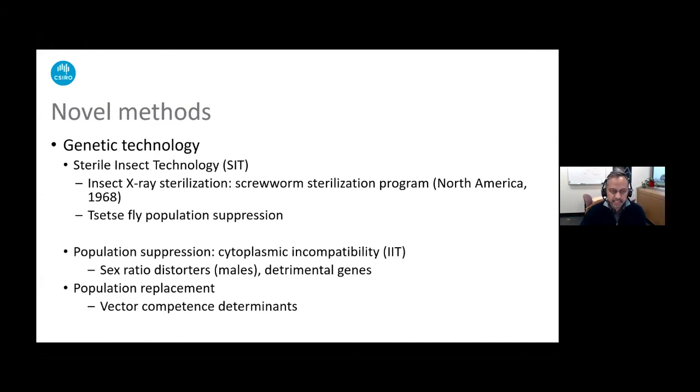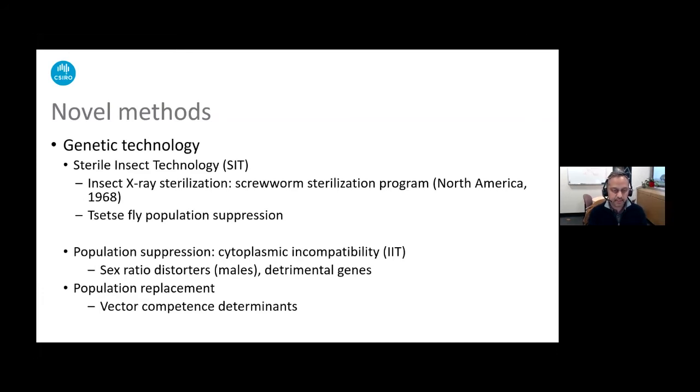And some of the technologies that were developed in the middle of last century, in the 50s and 60s, one of the technologies worth mentioning is the sterile insect technology. So this is where you can take a large number of mosquitoes and sterilize them using X-ray and release them in the wild. This technology was initially used in the 1960s by the US for the screwworm sterilization program. And it was very effective.